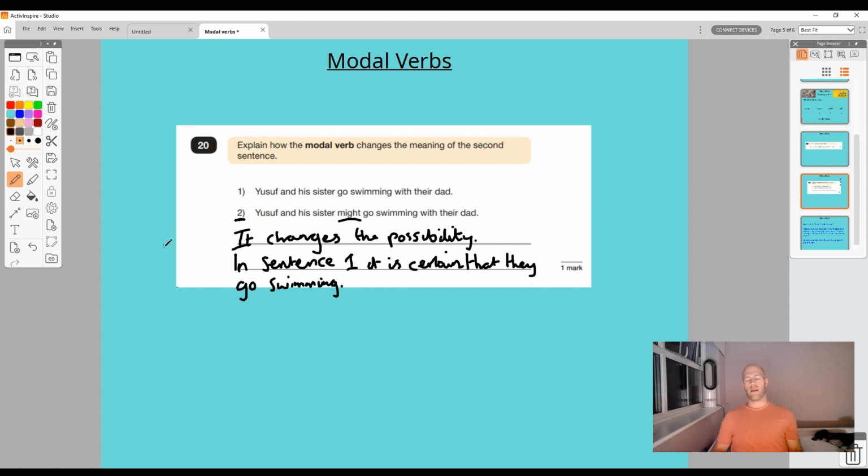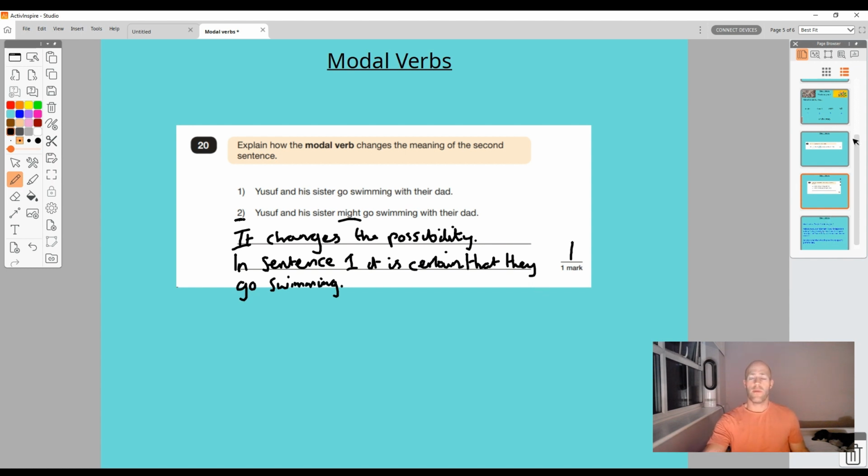You might think that second sentence is not necessary, but it is. So it changes the possibility. Yes, you've defined it and shown that you understand what a modal verb actually is. Then you're being specific. In sentence 1, it is certain that they go swimming. You could always write in sentence 2, it is less certain, less probable, less likely that they go swimming. But you've made the point there, and I've seen the mark scheme for this as well, so that would get you the mark. But you want to reference one of the specific sentences so you explain it. Give myself the mark.